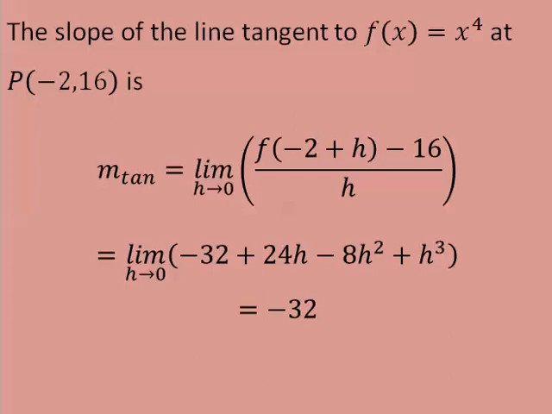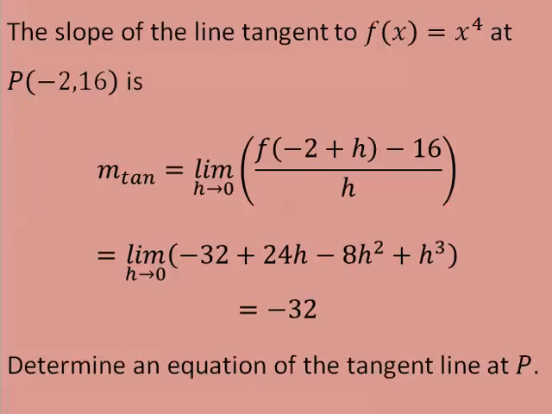The slope of the line tangent to f at the point is equal to the limit as h goes to 0 of -32 plus 24h minus 8h squared plus h to the third. Now with h going to 0, every single term is going to 0 except for -32, which just stays at -32. And so the slope of the line tangent to the graph at the point (-2, 16) is -32.